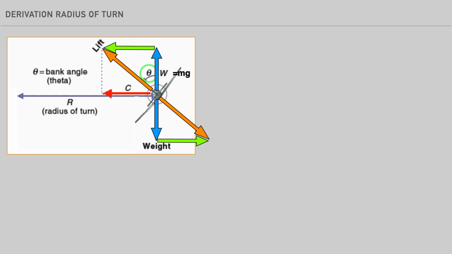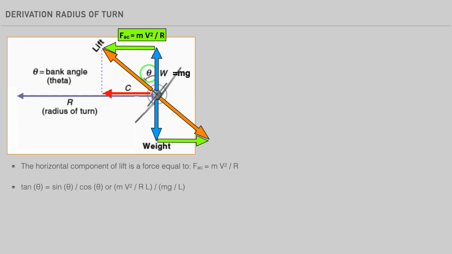Using the same diagram from our discussion for load factor, we can derive the equation for how bank angle and velocity affect radius of a turn. The centripetal force is equal to the mass times velocity squared divided by the radius. Using trigonometry again, we can show tan theta is equal to sine of the angle divided by cosine of the angle. Simplifying the equation, tan theta equals velocity squared divided by radius times g.